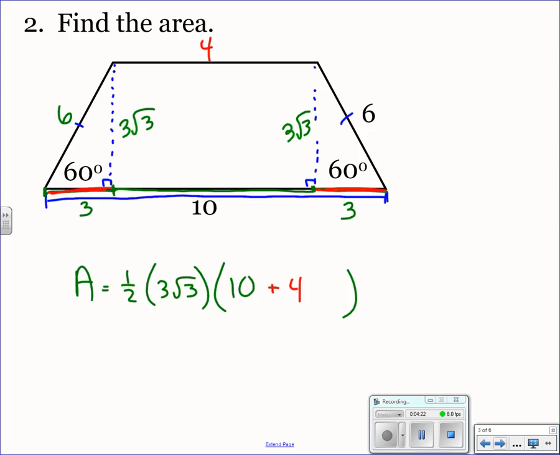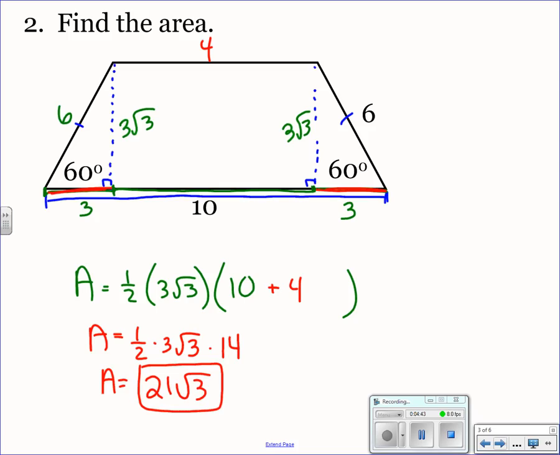So now it's just a matter of finding that in simplest radical form. You know I'm going to love the simplest radical form. We have 1/2 times 3√3 times 14. 1/2 of 14 is 7 times 3 is 21√3. And we're not going to have any units because they didn't give us any units to start with.